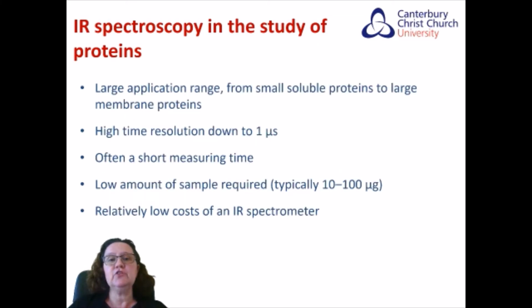It's quite a really useful technique, and it has many advantages. It has a large application range. You can look at small peptide fragments or small proteins to very large ones, very large proteins part of membranes. It has a high time resolution, so you can study reactions that happen very fast, in very short periods of time. It typically has a short measuring time, which is good to perform the studies quickly. And you generally need a very small amount of sample, 10 to 100 micrograms. Also, the cost of an infrared spectrometer is much lower than other equipment typically used to study proteins, for example, an NMR.